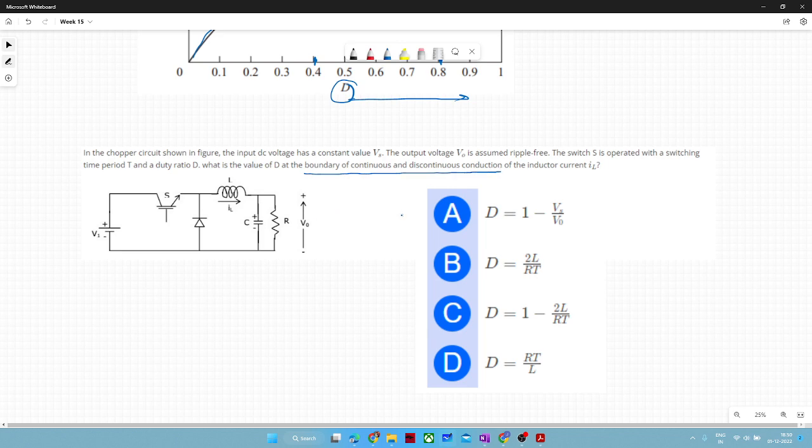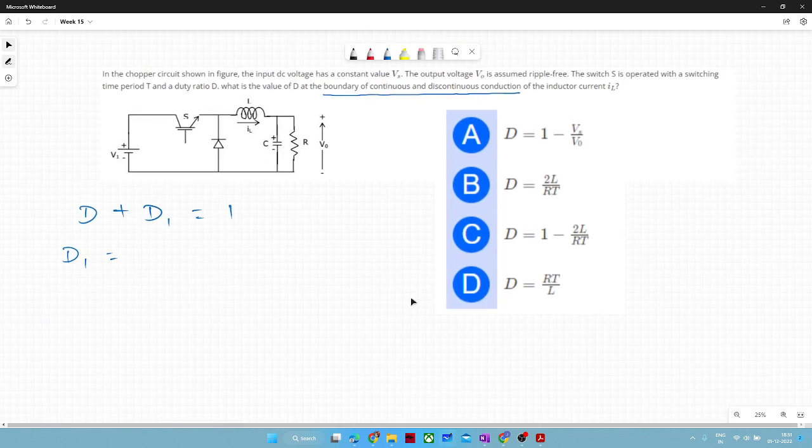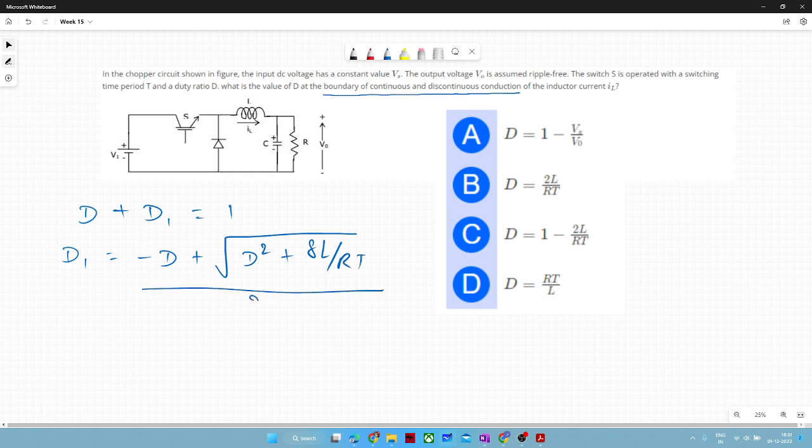So if you know this concept, you can easily write D plus D1 is equal to 1. And we have already calculated D1 in terms of D. So I will just write D1 again so that you will get familiar with this expression. So D1 is minus D plus square root of D square plus 8L by RT, all by 2. Okay. Now you just need to plug in this value in this. Okay. Just plug in here.